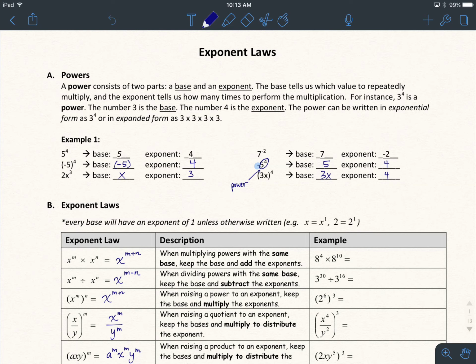This is Exponent Laws. The first unit is really designed to be a review of Grade 9 as well as checking you have the skills necessary to be successful in Unit 1 and Unit 2, etc. So let's jump right into Exponent Laws.